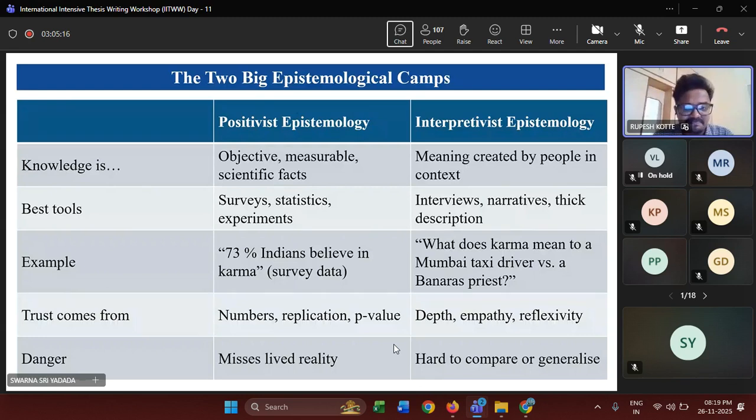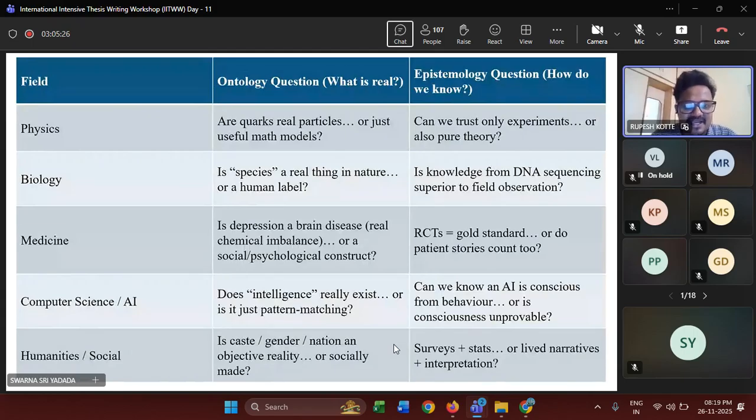We have to have a proper understanding of how we are approaching our research through these lenses. Just because we spoke about humanities research, this is applicable to researchers from other disciplines as well, let's say physics, biology, medicine, computer science, AI, and humanities or social sciences. I gave you a few examples; you can go through them. In physics, let's say, are quarks real particles or just useful math models? Can we trust only experiments or also pure theory?